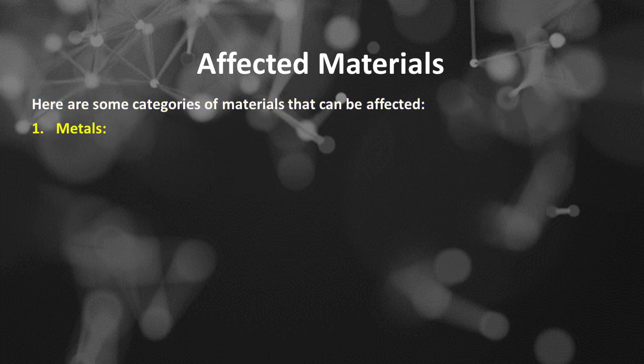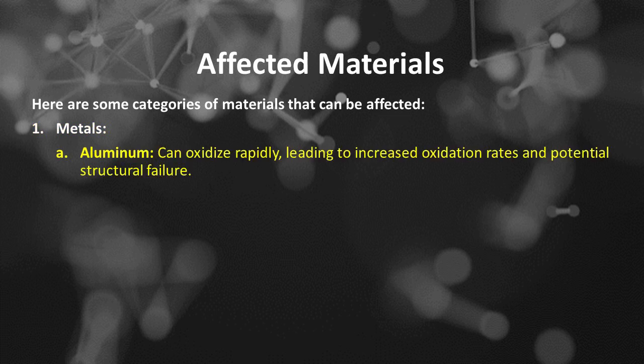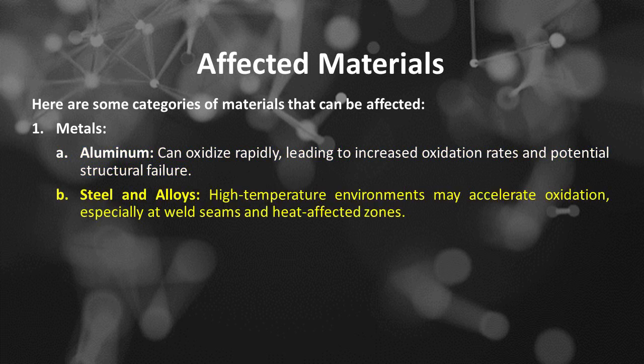Number 1 is metals, includes. Number A, of metals is aluminum. It can oxidize rapidly, leading to increased oxidation rates and potential structural failure. Number B, of metals is steel and alloys. High-temperature environments may accelerate oxidation, especially at weld seams and heat-affected zones.